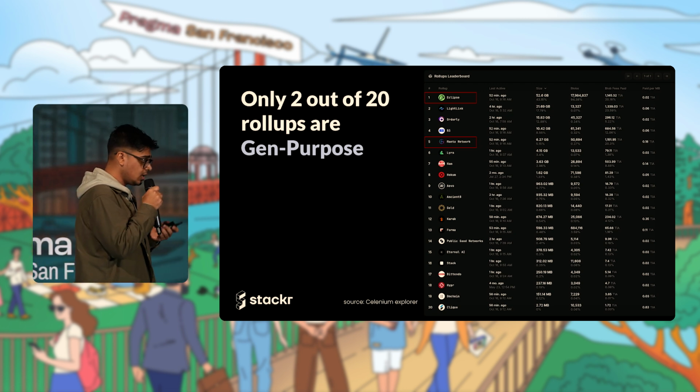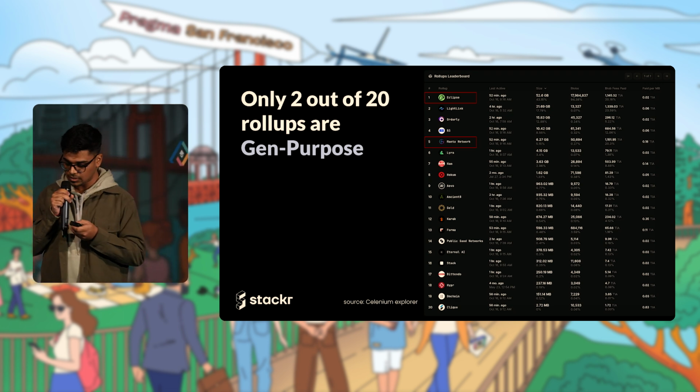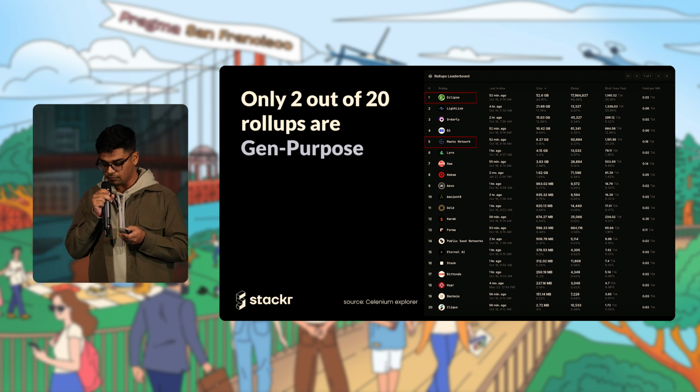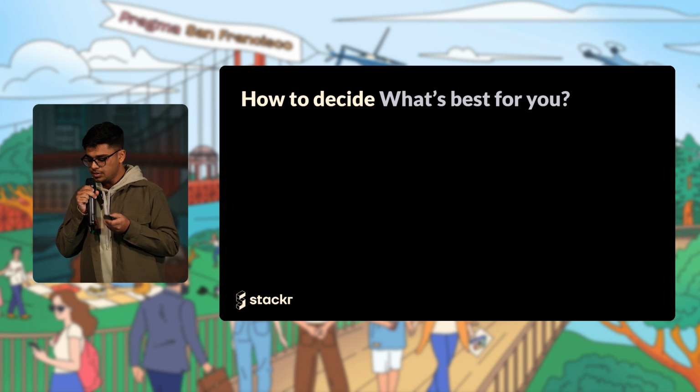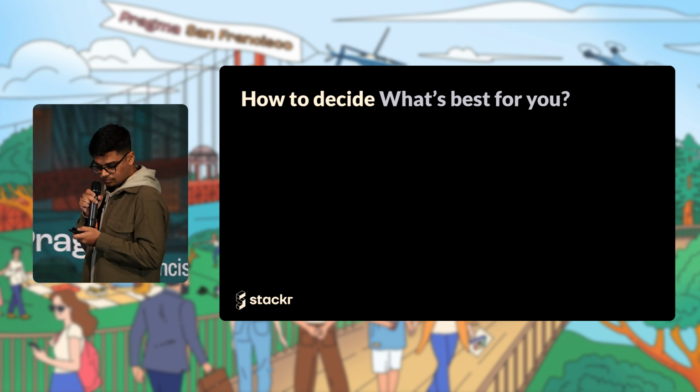So it could be trading, KYC verification, verified transactions, and all of those kind of things. But yeah, that's something which is happening these days. So coming on to the major part, how to decide what's best for you.